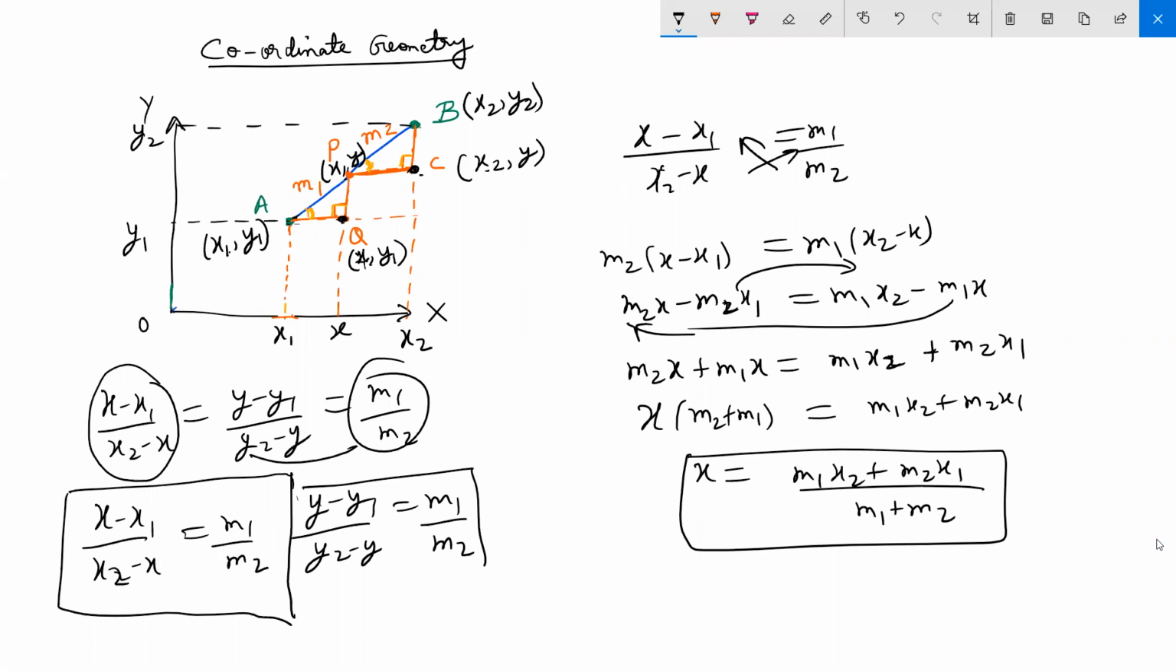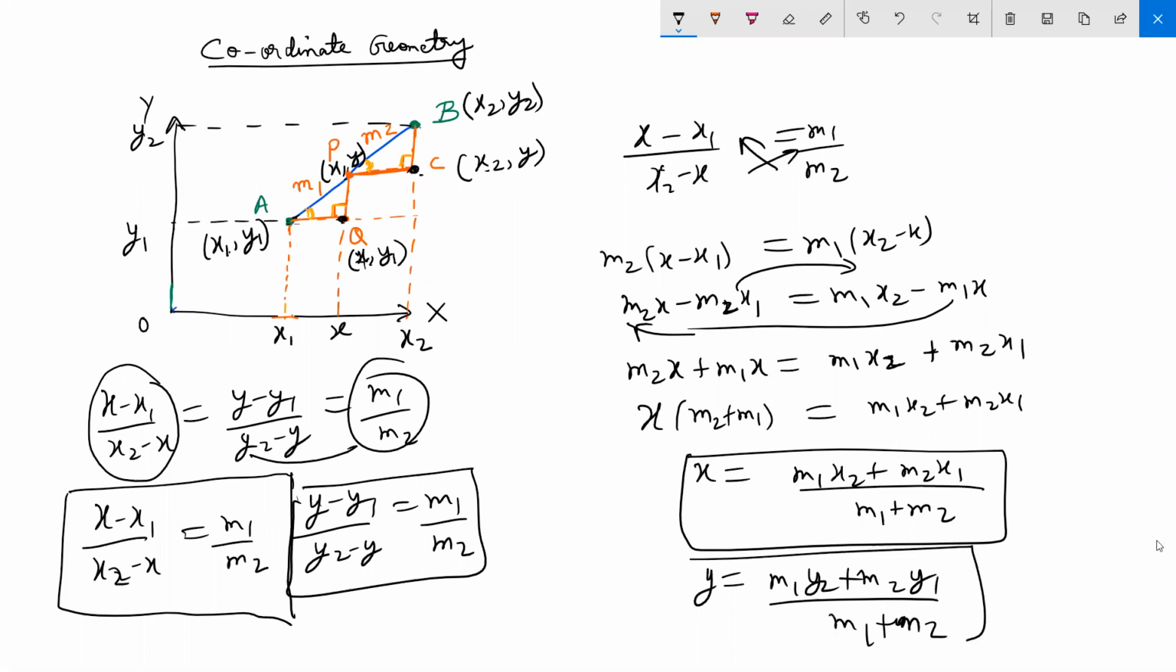So x will be (m1 x2 plus m2 x1) upon (m1 plus m2). Similarly, by making use of this ratio, it will be proved that y is equal to (m1 y2 plus m2 y1) upon (m1 plus m2). So you can calculate the coordinates of the point which will divide that particular segment in the given ratios. So in this way you can find out the coordinates of the point.